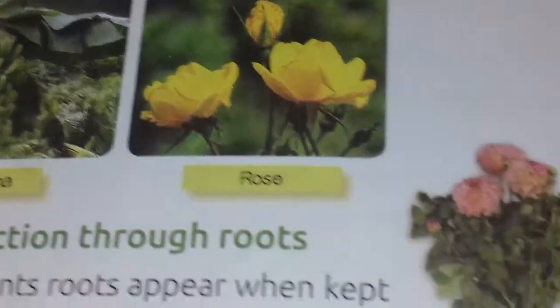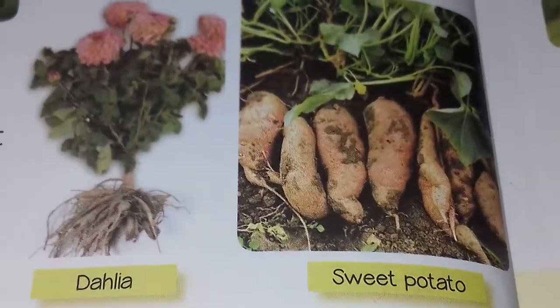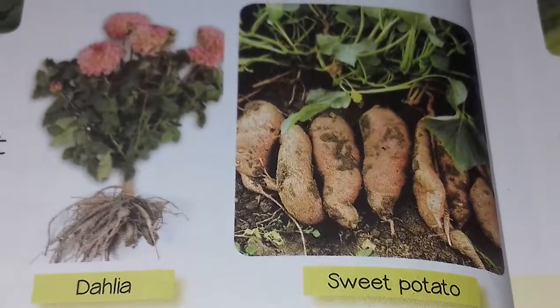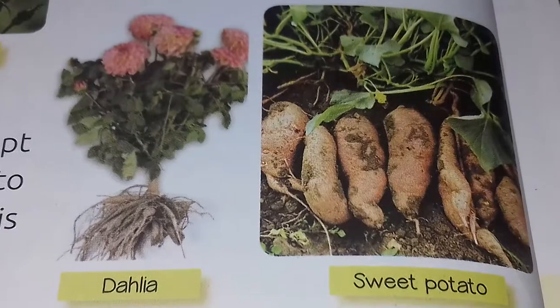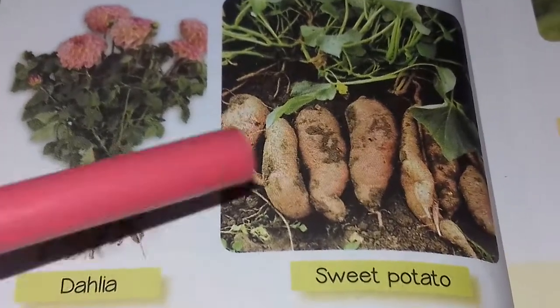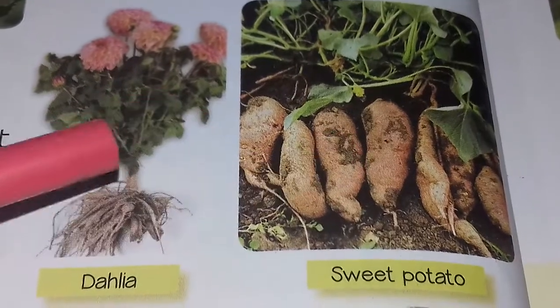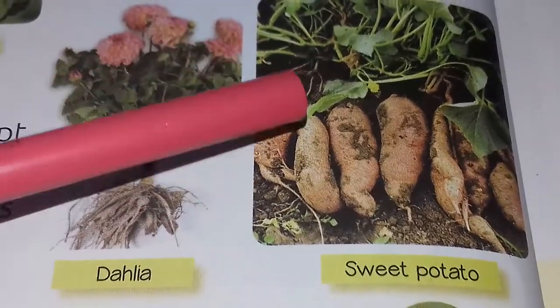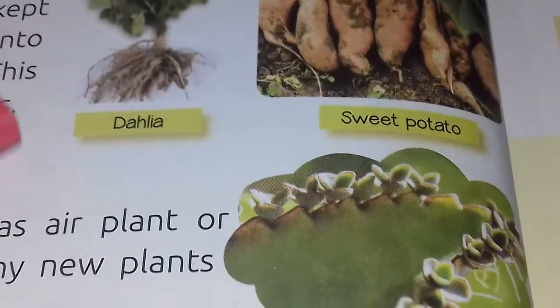Reproduction through roots. In some plants, roots appear when kept in water. These roots develop into shoots and become new plants. This happens in dahlia and sweet potato. In such cases, plant roots appear when kept in water. The roots develop into shoots.